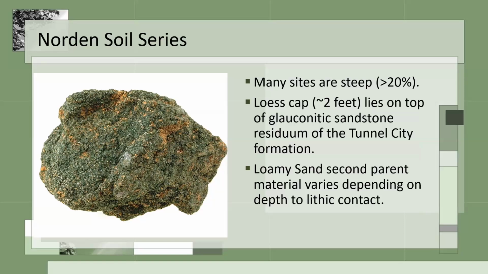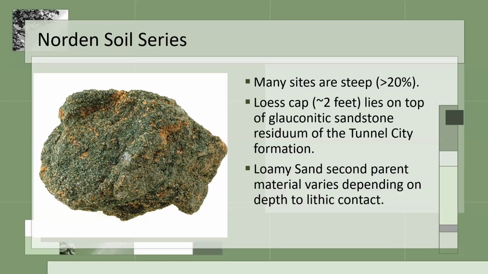Well, one of the places it comes from is the Norden soil series. Many of the sites are steep. There are even reports of Norden soil series being up to 60%, super steep, but many sites are fairly steep. 20 to 30% isn't uncommon for Norden. It has a loess cap, a silty loess cap on top of glauconitic sandstone residuum.